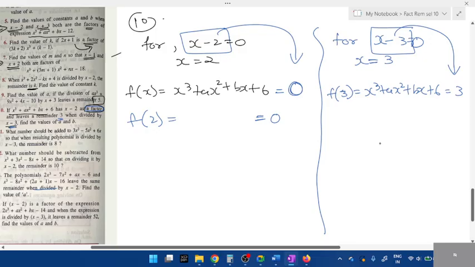Okay. Yeah, complete this. 10 minutes left to complete this question. You'll get 2 equations. Find the value of a and b, all of you.